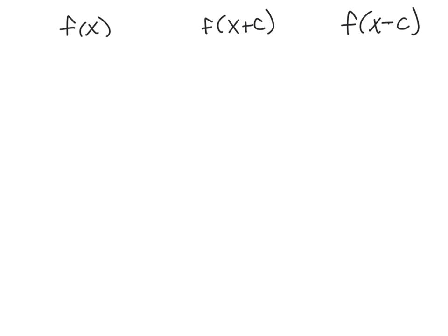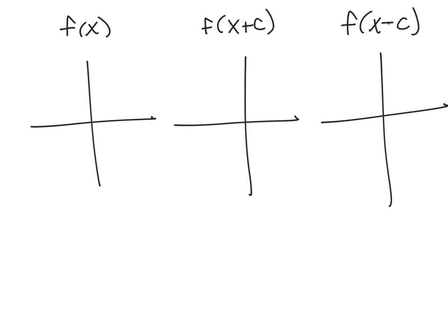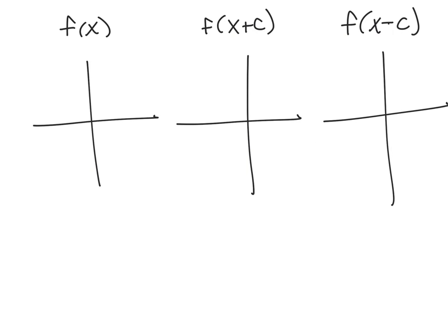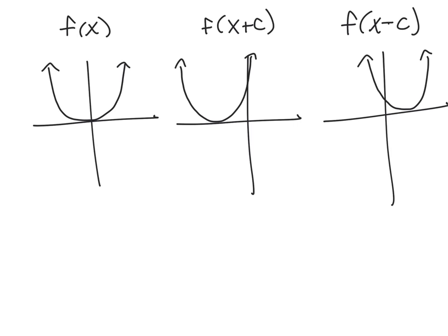But what happens if your c is inside the parentheses instead of outside? Here's our quadratic parent function again. And this time what's going to happen is if we add c, it's going to shift to the left. It's going to actually shift c steps to the left. And if we subtract c, it's going to shift to the right. So instead of moving up and down when the c is inside the parentheses, we're moving left and right.